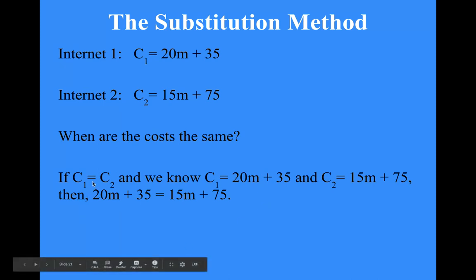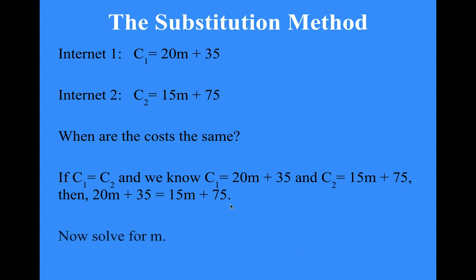So again, if my c's are the same, which is the left side of my equation, then what they're equal to, which is the 20m plus 35 and the 15m plus 75, should also be the same or equal. Now that we have this equation, guess what we're going to do? We're going to solve it. We can actually solve for this. We can't solve anything here. There's nothing to solve for. This we can solve. So let's do that on the next slide.